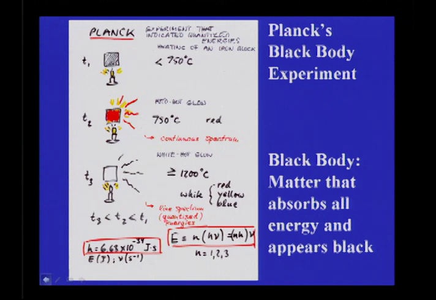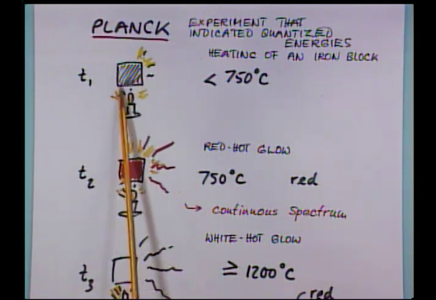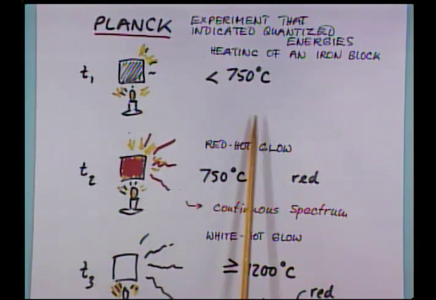This is a very simplified way of showing this experiment. We have an iron block, and when you heat it up below 750 degrees centigrade, it behaves as a black body. That means it doesn't radiate anything. It absorbs all the energy but doesn't give off any radiation. That's what we call a black body. Actually, one that totally reflects light is also considered a black body, but it's on the other end of the spectrum. So he heated the black body, and it produced no light at first.